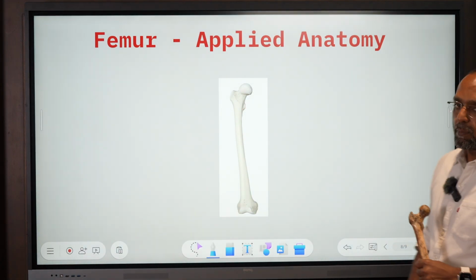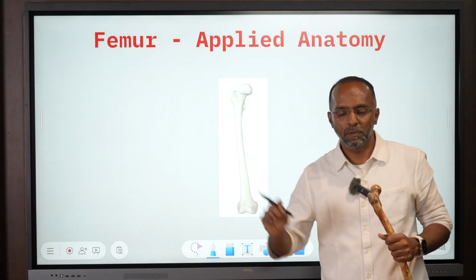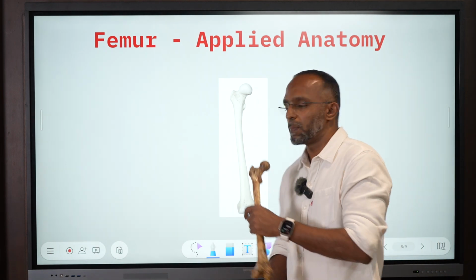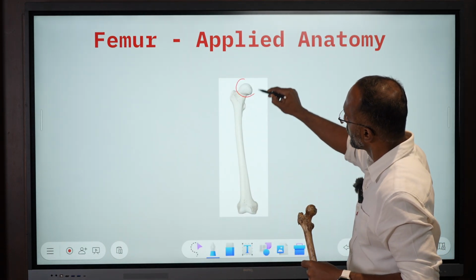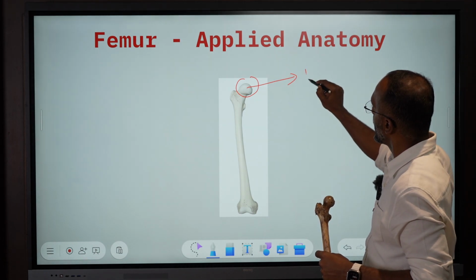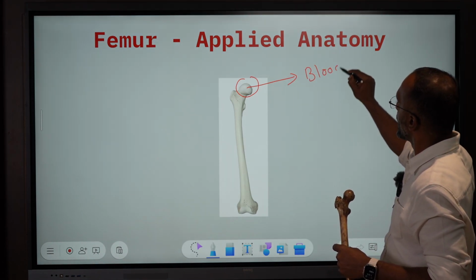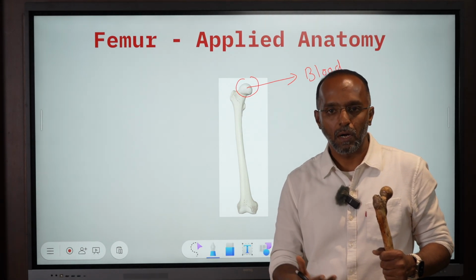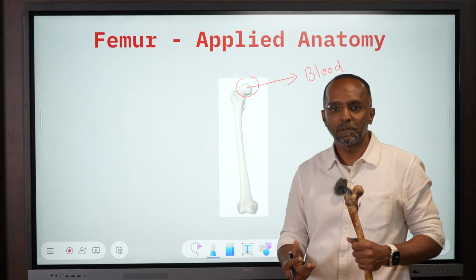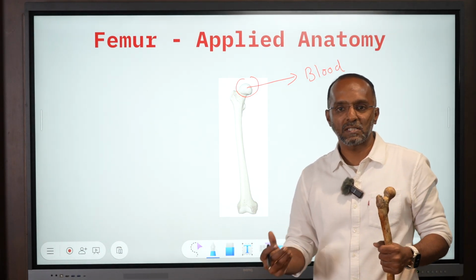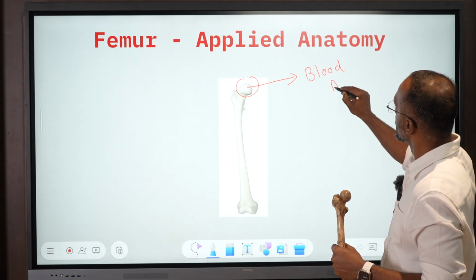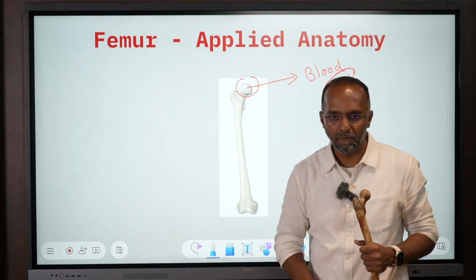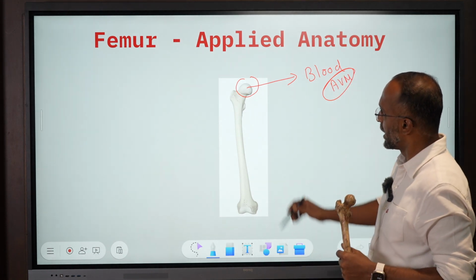Okay. Now applied anatomy. What is the importance of what we have discussed now? One applied anatomy for each part. So for the head of the femur, head has a very peculiar blood supply. That is why many causes can affect the blood supply to the head of the femur, causing the head of the femur to go into avascular necrosis. So AVN, avascular necrosis of the head of the femur is very, very common. This is for the head.